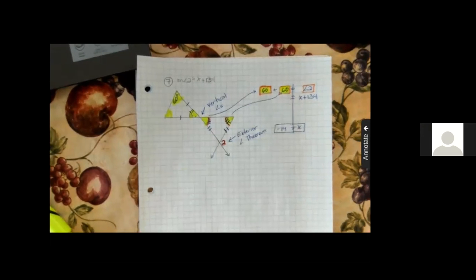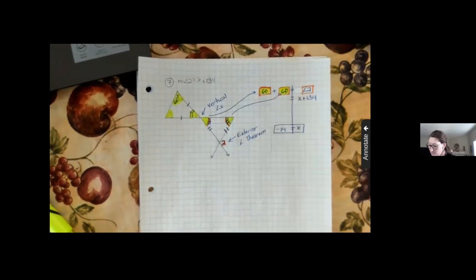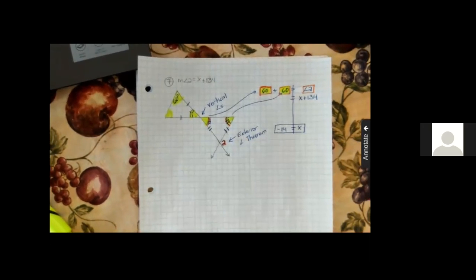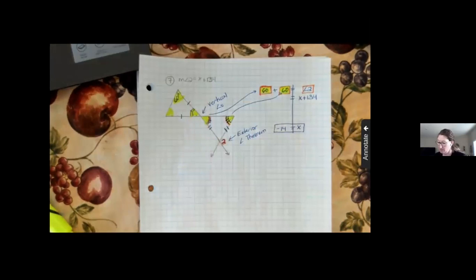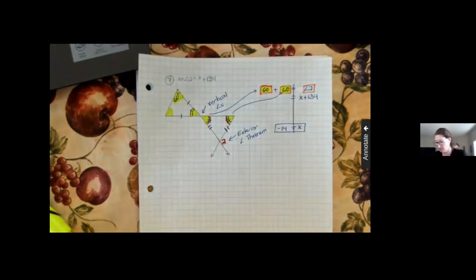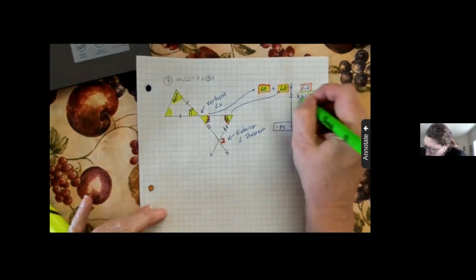Okay, so you implemented the 60s, right? Yep. And then for angle 2, is it the x plus 134? That's where I got that from, yes. Oh, okay. That's a good point. I got this from right here.